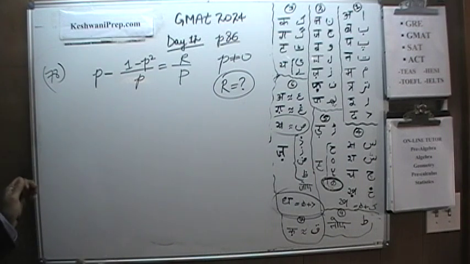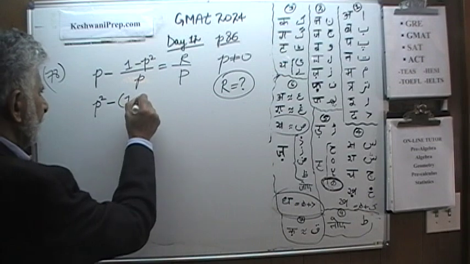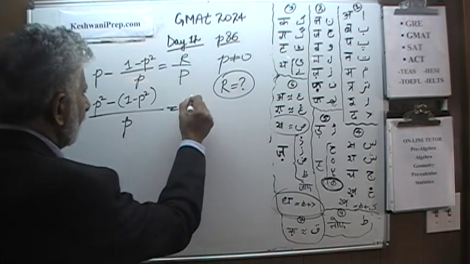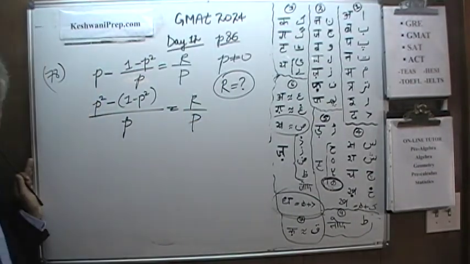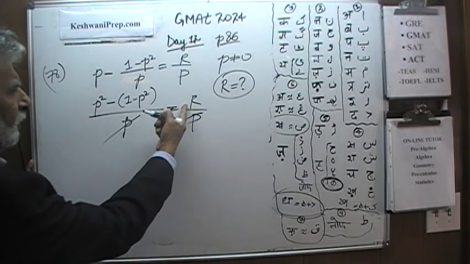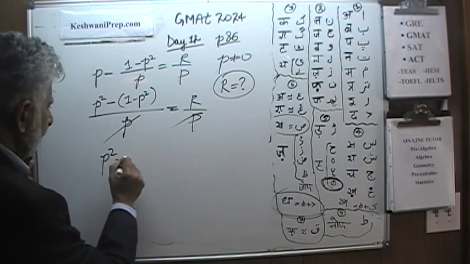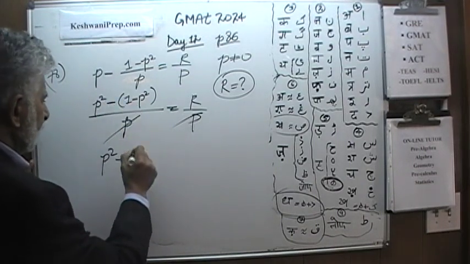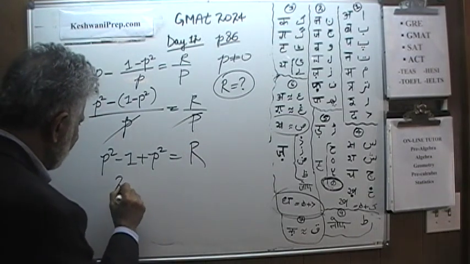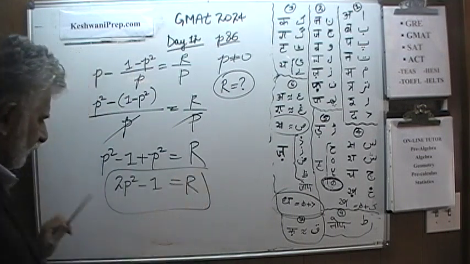Take the common denominator. When you take a common denominator, you end up with p squared minus 1 minus p squared over p, and that gives us r over p, and now we can get rid of the p: multiply both sides by p, and we're done. There you go, there's our r. So p squared minus 1, and then minus a minus is going to give us a plus, p squared, and that's our r. Looks like it is 2p squared minus 1. That's what r equals.